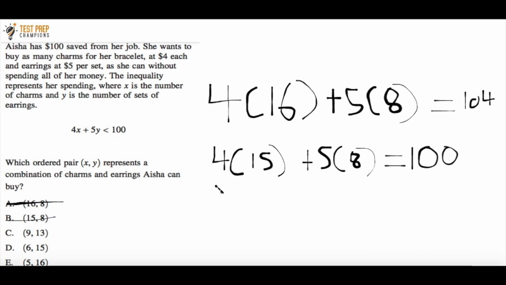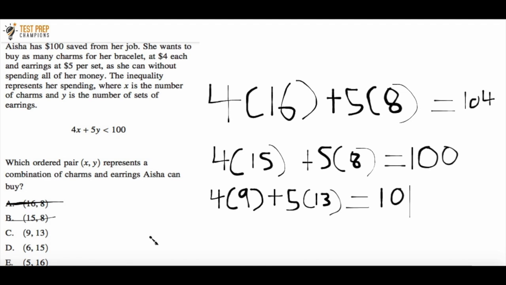Now what about C? For C, I would do 4 times 9 plus 5 times 13. Let me crunch the numbers and see what we get. And hopefully you're understanding the strategy here for this question that I'm teaching. For this one, I get 101. So that's also going to be too high. Now let's test D.